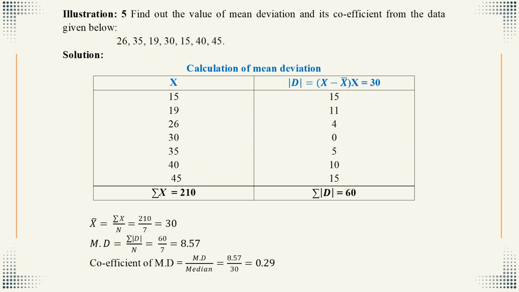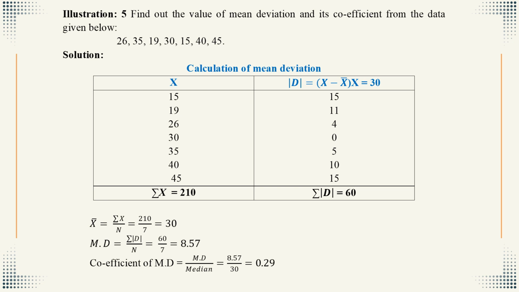Then illustration 5 is given, to calculate for individual observations. Some values are given that are not in ascending order; they should be arranged from lowest to highest, 15 to 44. Then for the average, first calculate sigma x equal to 210. 210 divided by the total number, 7, since 7 numbers have been given. 210 by 7 equals 30.